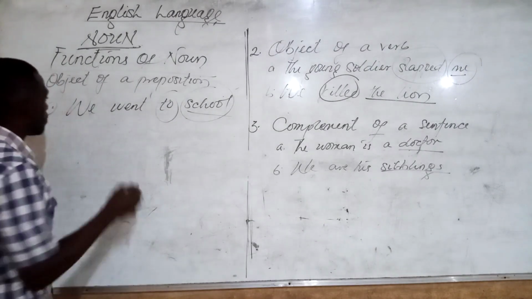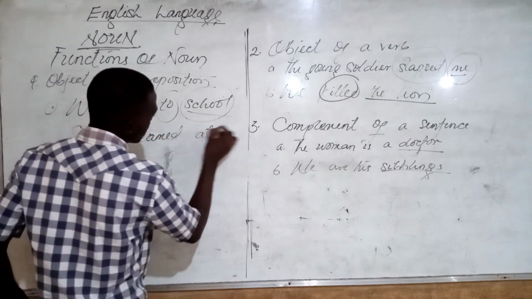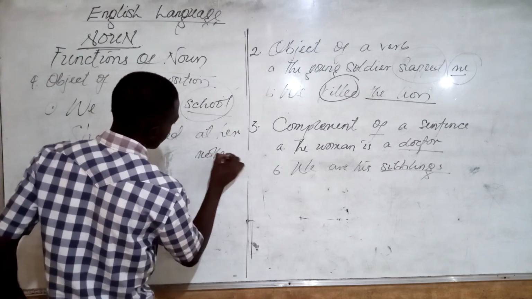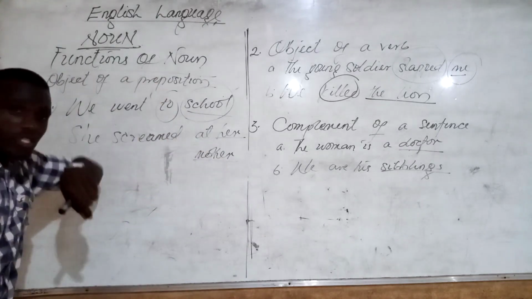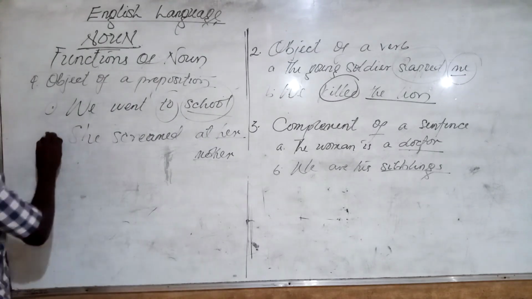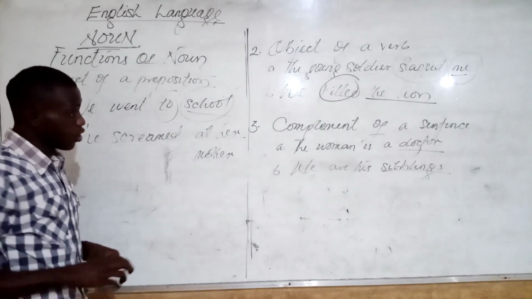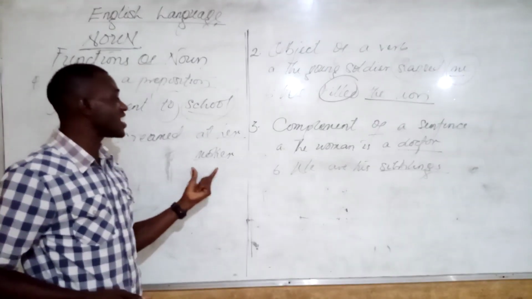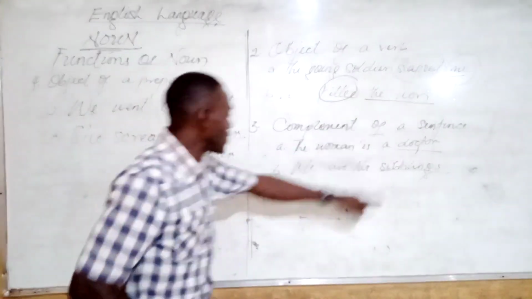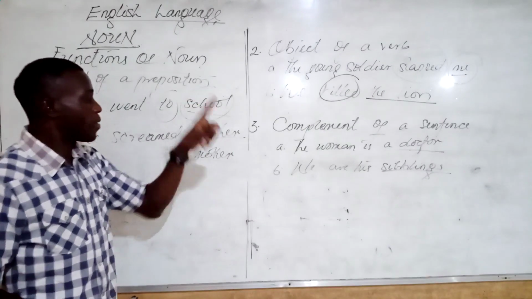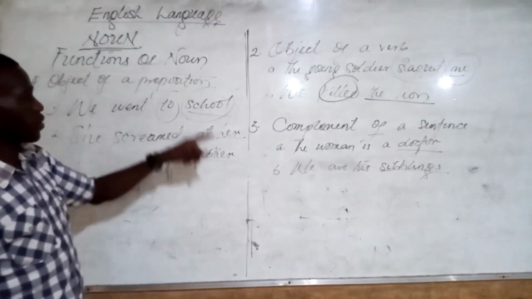She screamed at her mother. Now, her mother here is going to be the object of the preposition at. Do you understand? Now, if we had underlined only the mother, it's going to be the complement of this her. But because we are underlining her and mother, it's going to be a noun phrase functioning as the object of the preposition at.